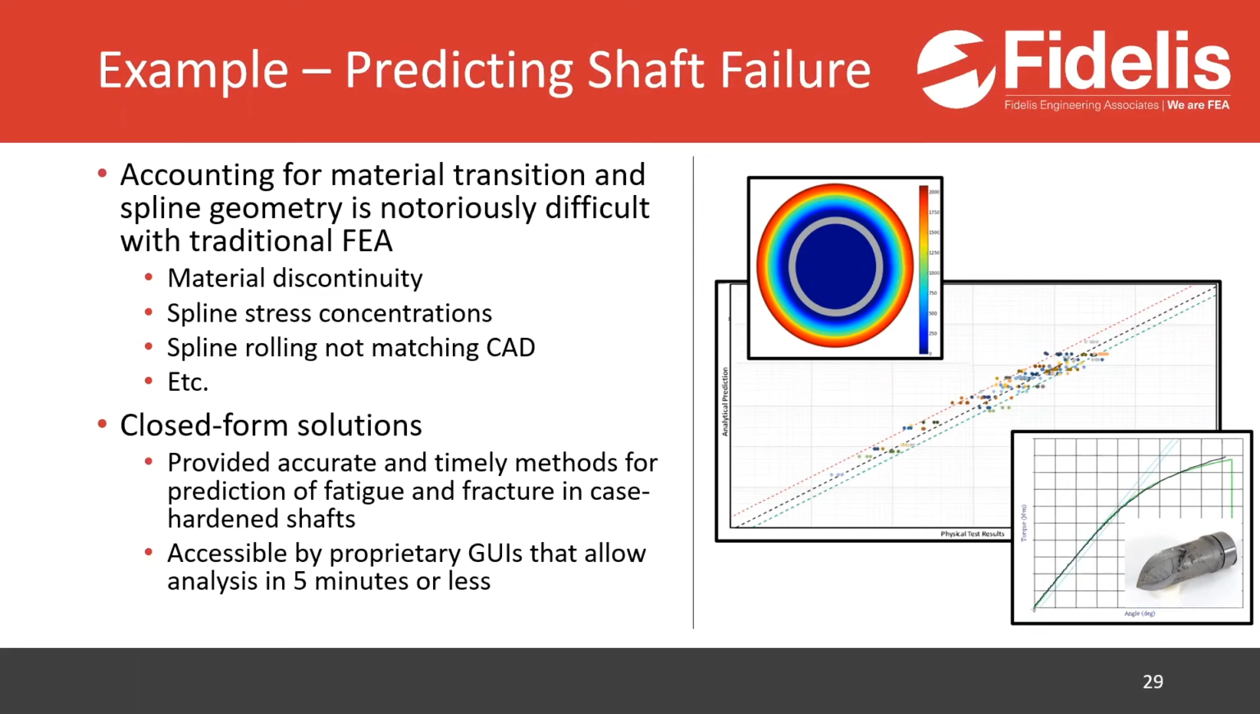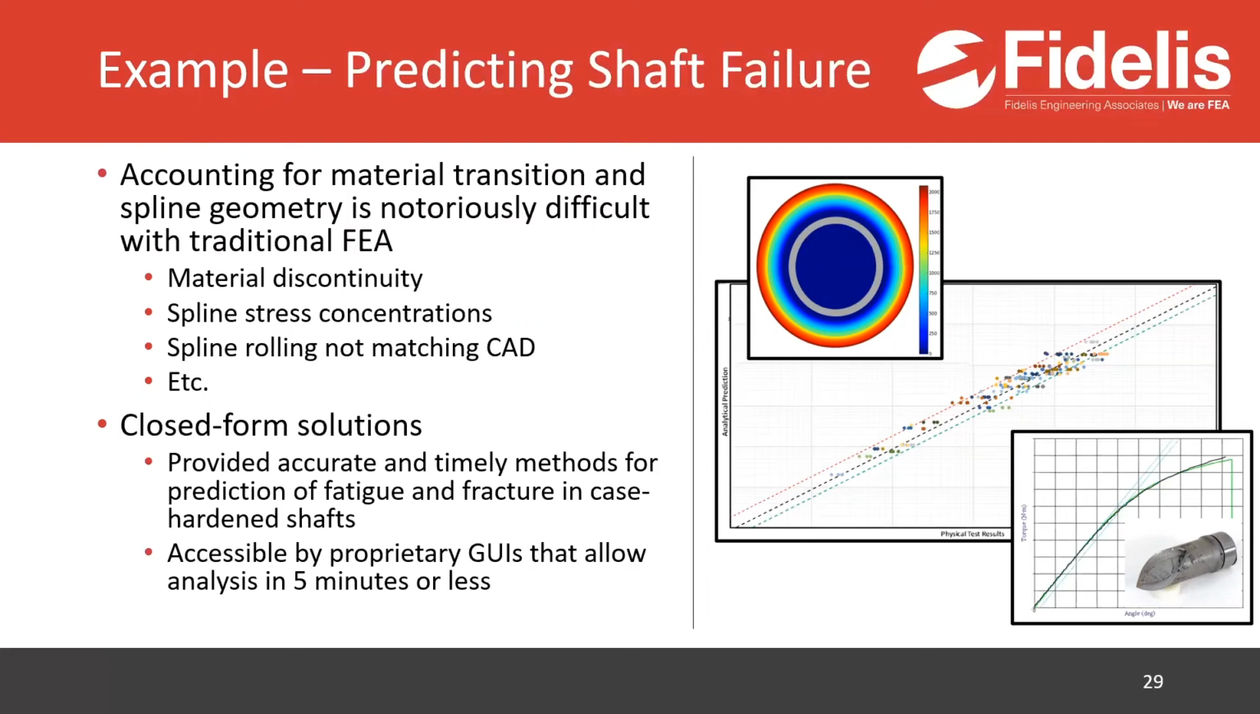As I mentioned before, we've got material discontinuity, we've got spline stress concentrations that are in themselves difficult to deal with, but when we've got spline rolling operations that don't necessarily match the CAD even, we essentially have now an impossible situation. Closed form solutions provided accurate and timely methods for prediction of both fatigue and fracture in these case hardened shafts. And in fact, we were able to take analysis times down from maybe hours or days to 5 minutes using some very novel mathematical based models.